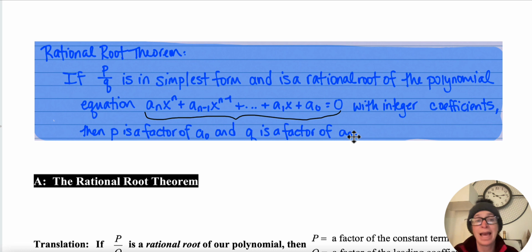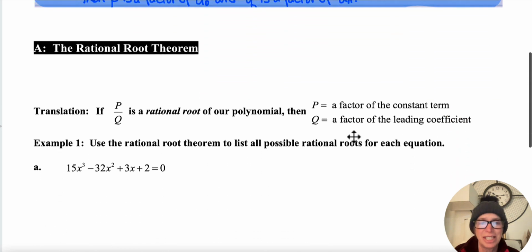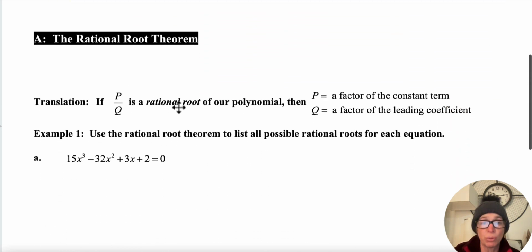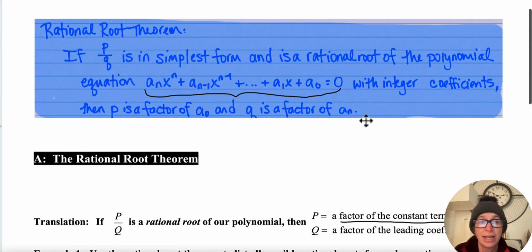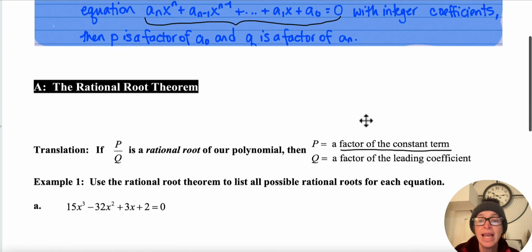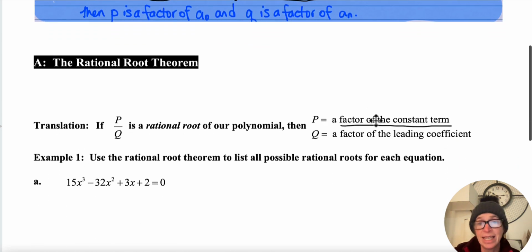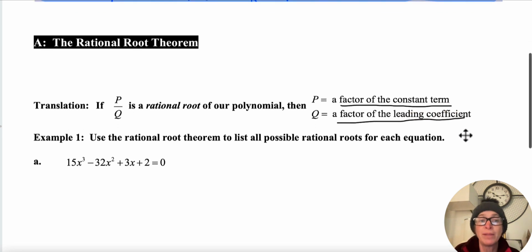All right, again, that's an if-then statement. It's the rational root theorem. What does it really mean? The translation is: if p/q is a rational root of our polynomial, then p is a factor of the constant term, a sub 0, like it's set up here, and q is a factor of a sub n, which is the leading coefficient. All right, so let me show you what I mean.